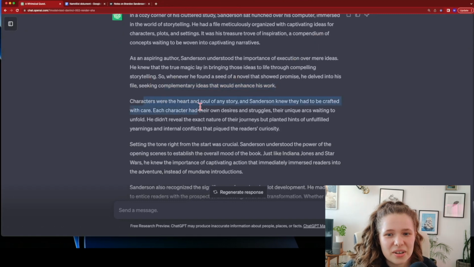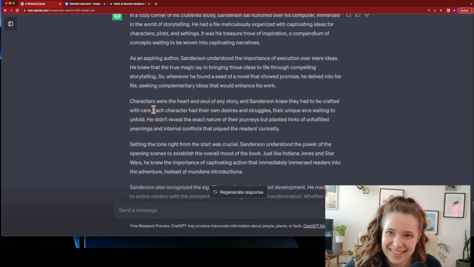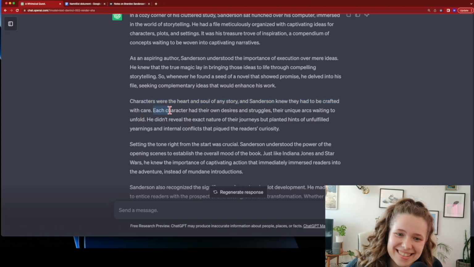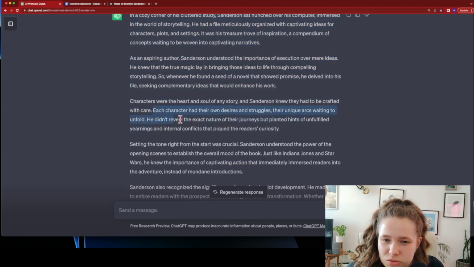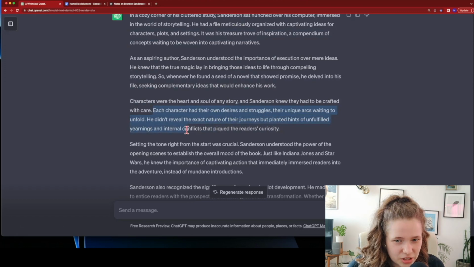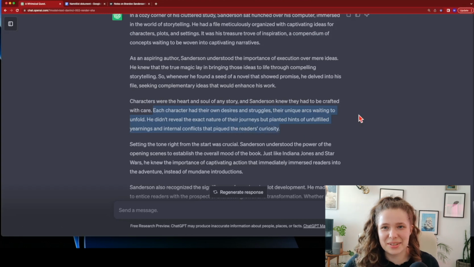Characters were the heart and soul of any story, and Sanderson knew that they had to be crafted with care. Each character had their own desires and struggles, their unique arcs waiting to unfold. He didn't reveal the exact nature of their journeys, but planted hints of unfulfilled yearning and internal conflict that piqued the reader's curiosity.